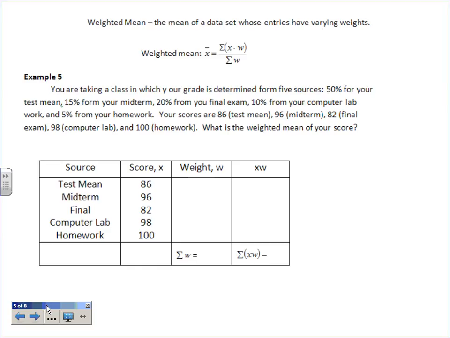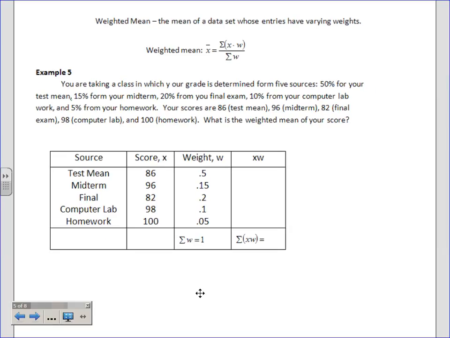So the first thing we want to do is figure out, well, what are the weights? For your test mean, what weight are you going to use? Are you going to use 50%? Or when you take percents, how do you use those in calculations? You put them as decimals. So, 0.5, right? So your midterm, the weight is 0.15, because you take that percent and put it as a decimal. And 0.2, I think you get the idea. Now, why did I say our sigma w is so simple in this particular case? Yeah, it's 100%, right? So sigma w, you add them all up, it's 1. It's very simple.